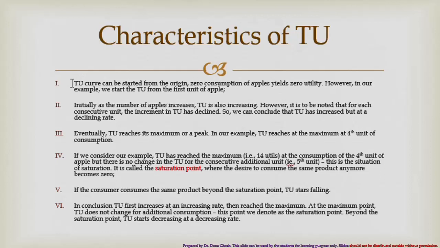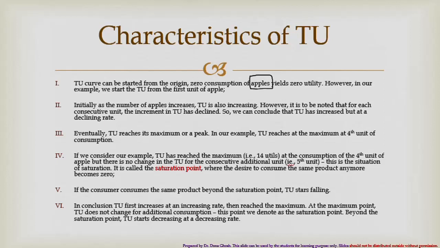So the first point is what? The total utility curve can start from the origin: zero consumption of apples. In this slide I have taken the commodity apple, but in the explanation we have used ice cream. In both cases the interpretation will be the same. It doesn't matter which commodity we are using, but only one thing matters: every unit of the commodity is identical. So here consumption of apples is zero utility.